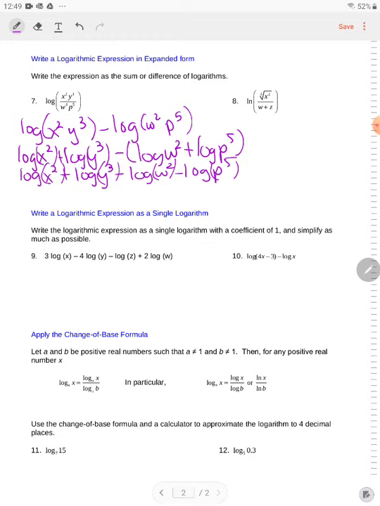And then we have one more step to bring our exponents in front as a multiplication. 2 log x plus 3 log y. Okay, that should be a negative sign there, class. I miscopied. Minus 2 log w minus 5 log p.